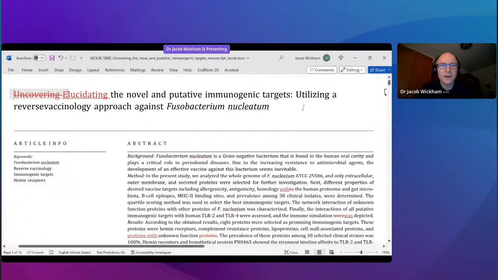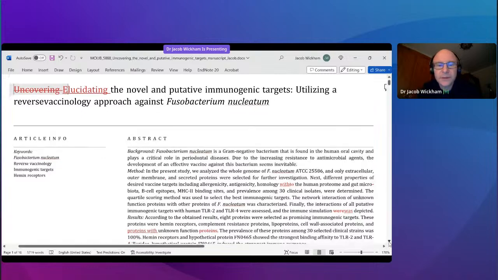So you want to keep the title to 12 or fewer words. You want to avoid vague words as well. We even edited the title on this paper. Instead of "uncovering," we changed the title to "Elucidating the Novel and Putative Immunogenic Targets, utilizing a reverse vaccinology approach against Fusobacterium nucleatum."